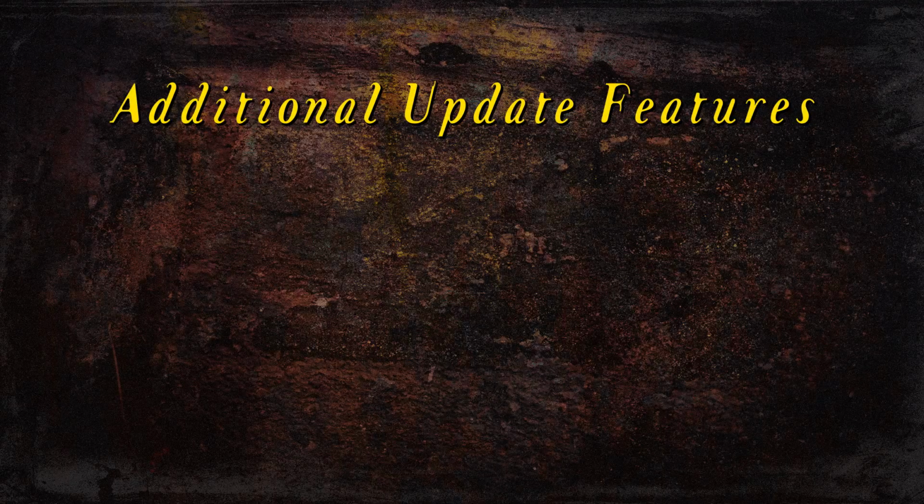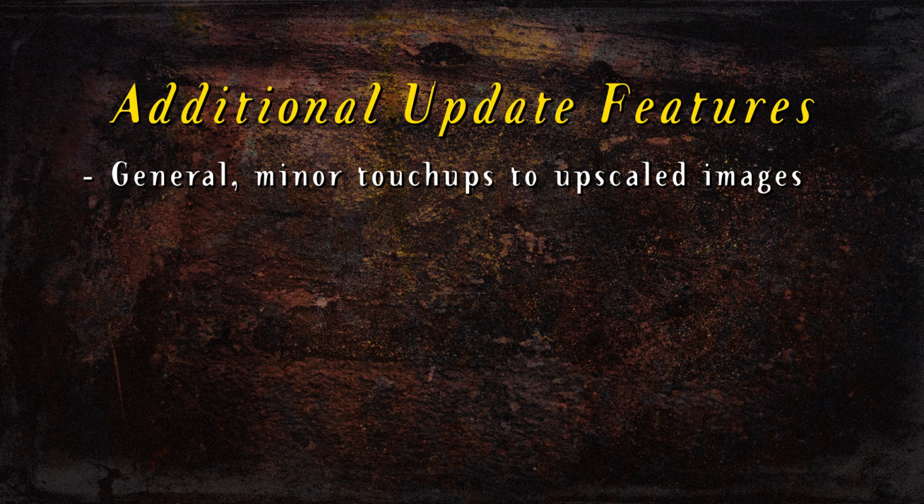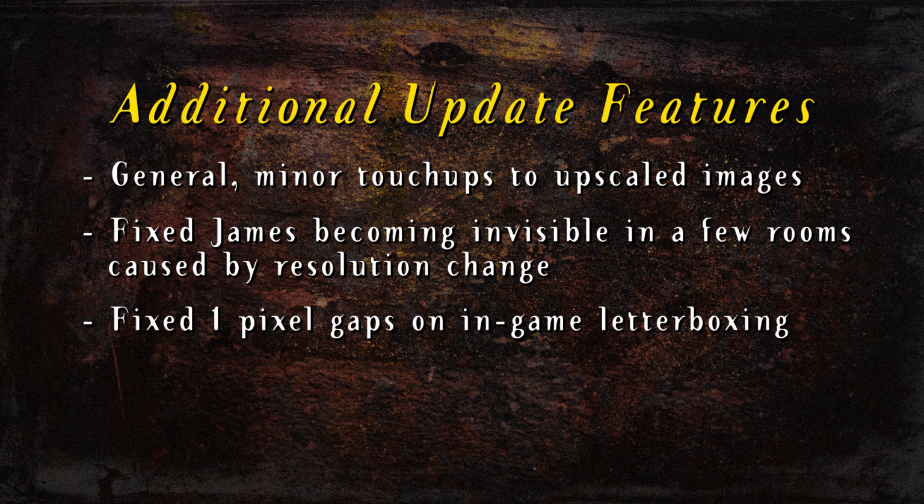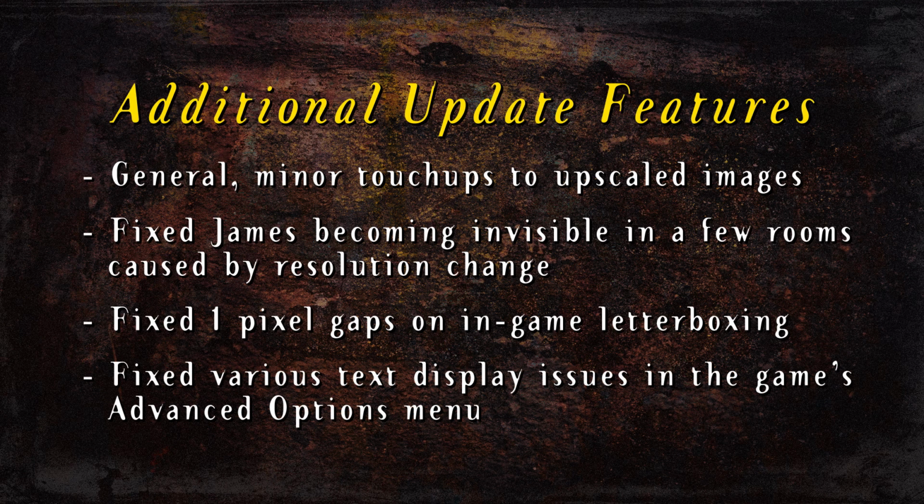Lastly, some additional features that have been added to this update are general touch-ups and further improvements to various full-screen images. These are mostly minor adjustments to add further polish to the upscaled images. We fixed an issue where James's character model would become invisible in a handful of rooms if you change the game's resolution through the options menu. We fixed an issue where there was a 1 pixel gap on the left and top edges of the letterboxing created by the game for in-game cutscenes when used. And we fixed numerous text display issues for the game's advanced options menu, such as missing and incorrect descriptions when the save confirmation prompt is shown.